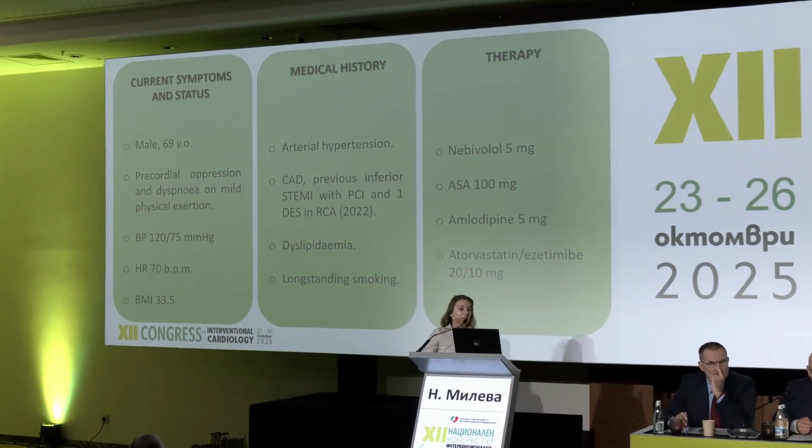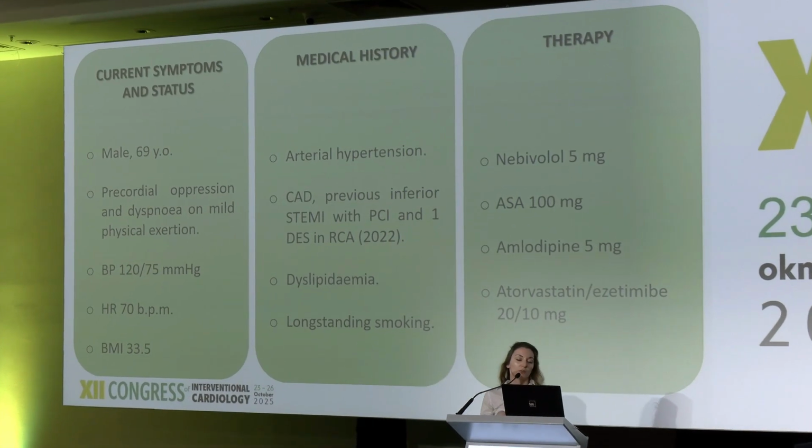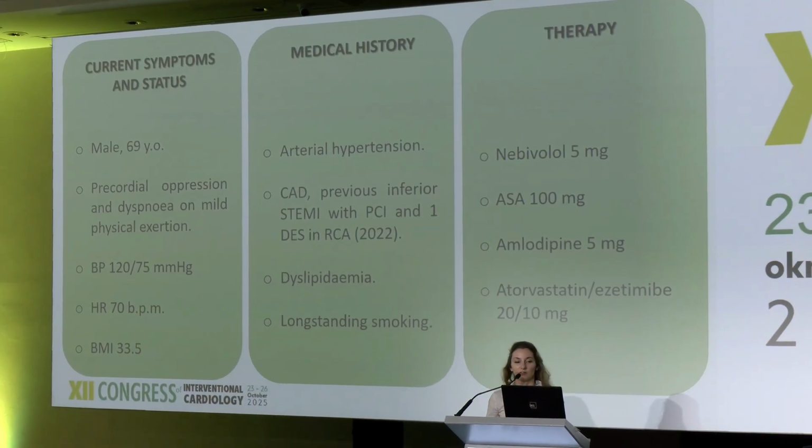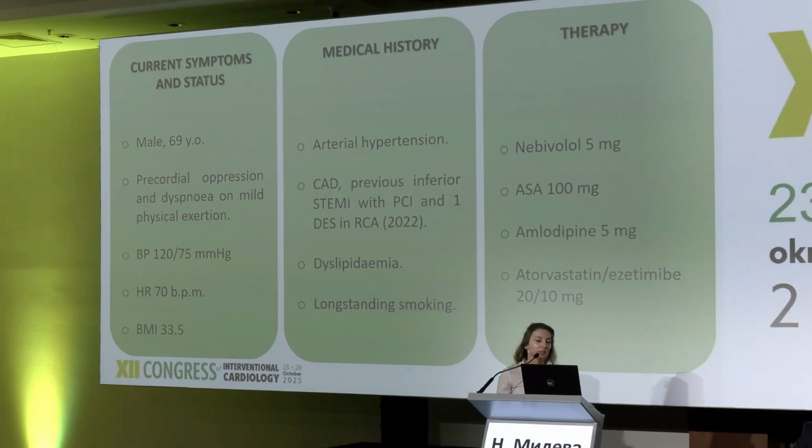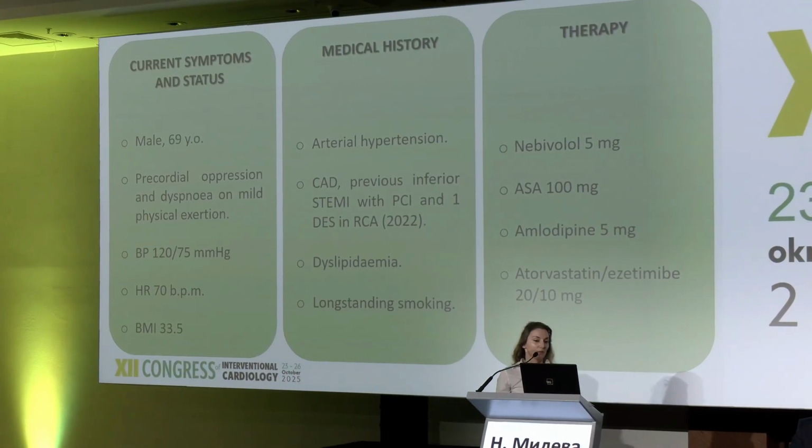Hello again. Now let's finish with our case that has some similarities with the previous one, but let's see. Our patient is a 69-year-old male. He presented with precordial oppression, with dyspnea on mild physical exertion. He was hemodynamically stable and he was obese.